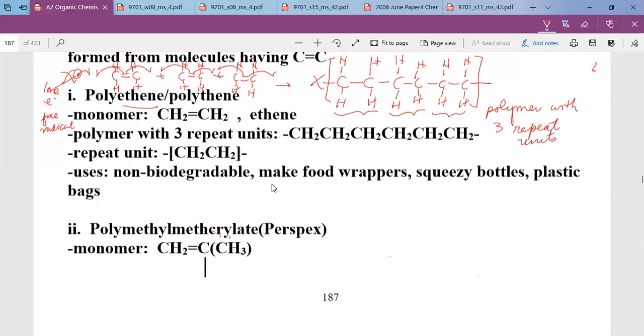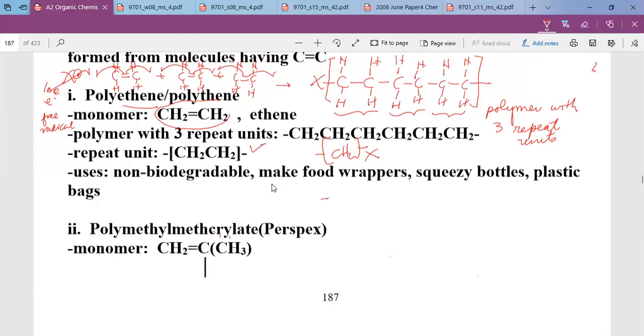Now the repeat unit is, of course, CH2, CH2. So can I put this as a repeat unit? Cannot, wrong. A repeat unit must show the minimum molecular formula of the monomer. So what's a monomer? The monomer is CH2CH2. That means the repeat unit is this one here. See? Which means you must show it like that.